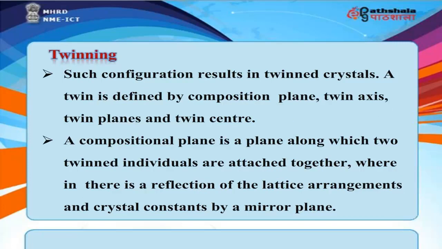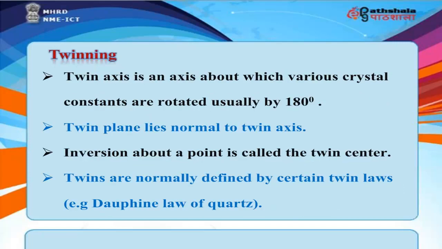A twin is defined by composition plane, twin axis, twin plane, and twin center. A composition plane is a plane along which two twinned individuals are attached together, wherein there is a reflection of the lattice arrangements and crystal constants by a mirror plane. Twin axis is an axis about which various crystal constants are rotated, usually by 180 degrees. Twin plane lies normal to the twin axis. Inversion about a point is called the twin center. Twins are normally defined by certain twin laws. Example, Dauphiné law of quartz.